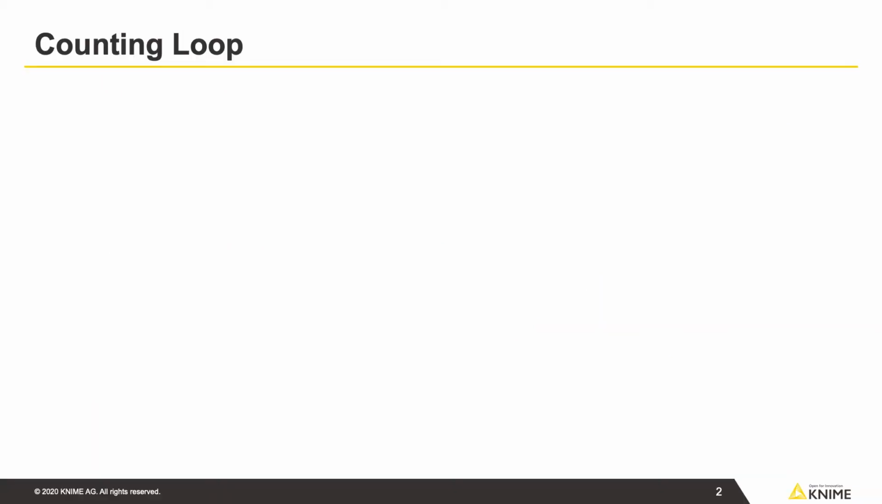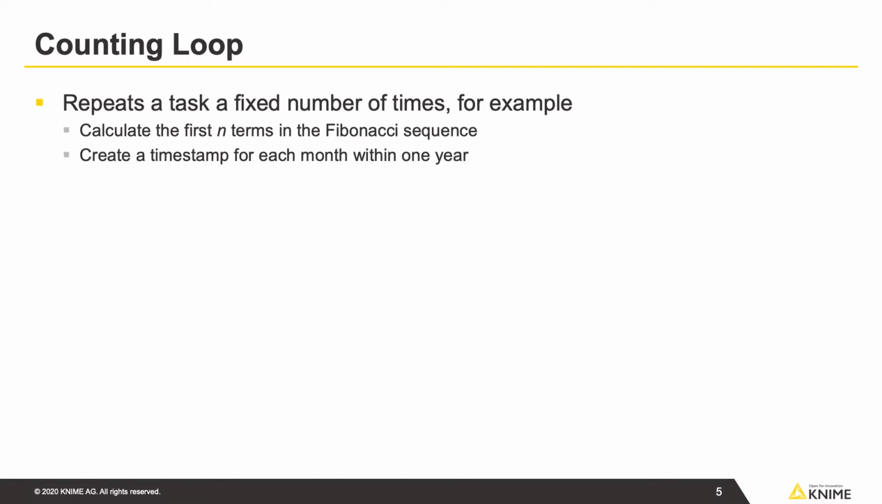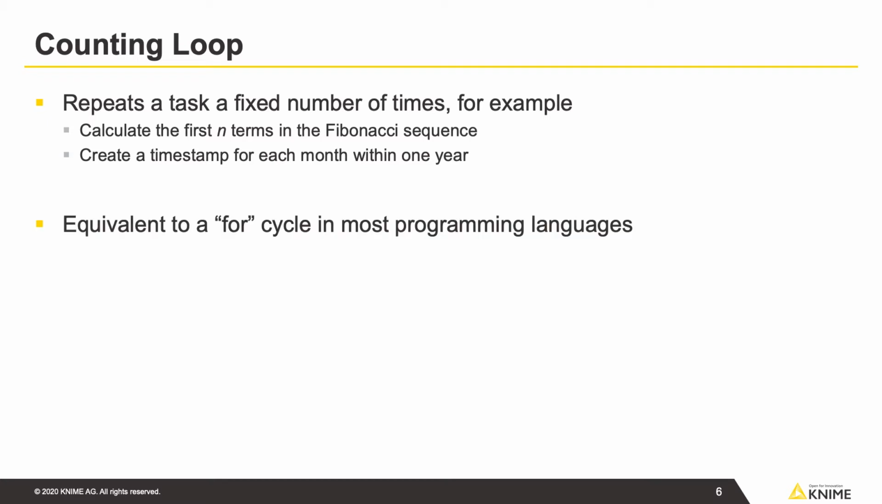In this video, we take a look at a simple type of loop available in KNIME Analytics Platform, a counting loop. This loop repeats a task a fixed number of times. The task might be to calculate the first n terms in the Fibonacci sequence, to create a timestamp for each month within 1 year, or anything else you might think of that requires repeating the same task a predefined number of times. A counting loop is the equivalent to a for cycle in most programming languages.